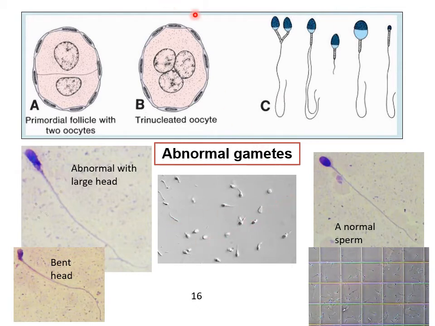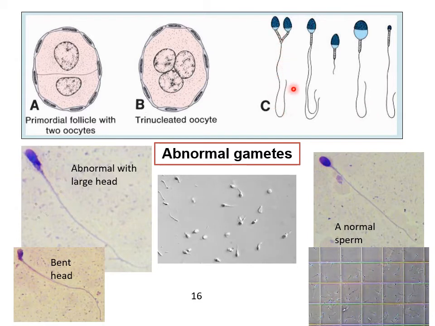Now, we've seen normal gametes, but as always, something can go wrong at any stage. Sometimes, if the primary oocyte and its early divisions are not normal, there are some gene mutations, you might get a primordial follicle containing two oocytes, or trinucleated oocytes. These will usually degenerate.